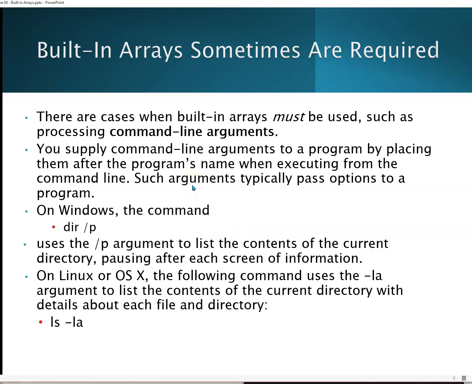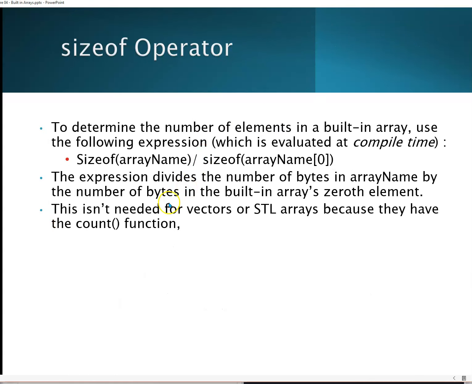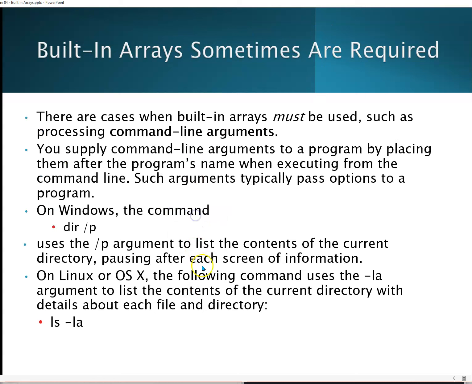There are cases when built-in arrays must be used, such as the processing of command line arguments. You can pass command line arguments to a program by placing them after the program's name when executing, such as dir /p. And we can access them by using the argv pointer in your main function and argc to give you the number of arguments.